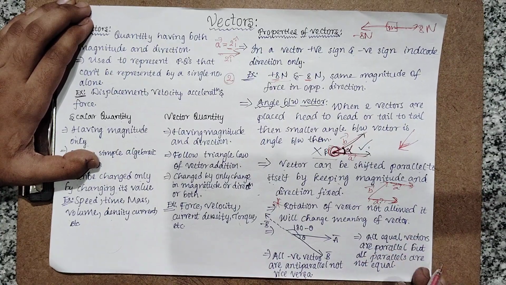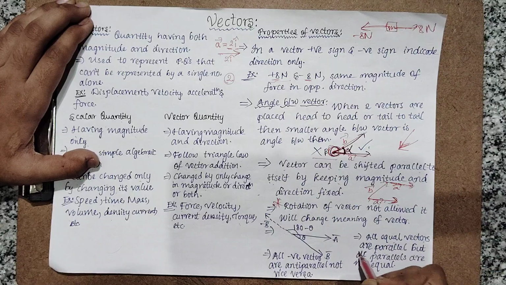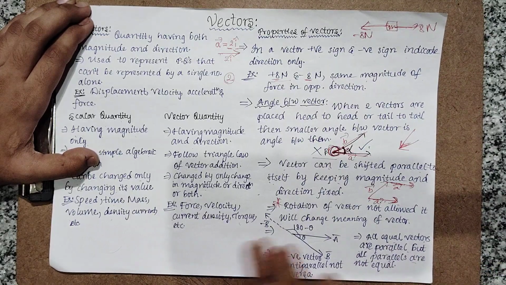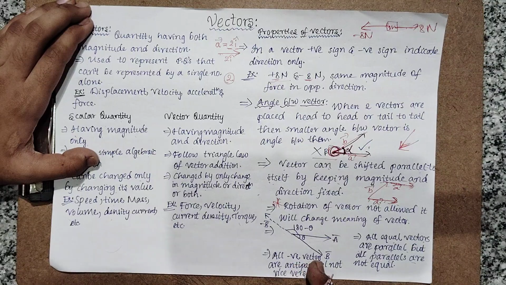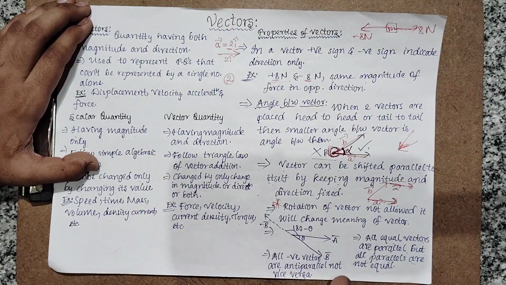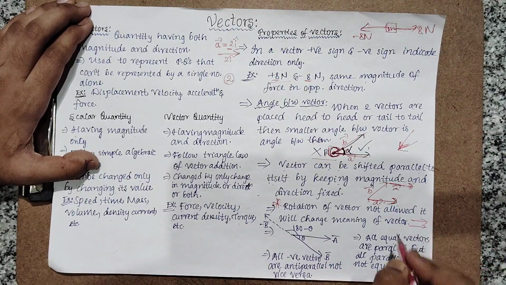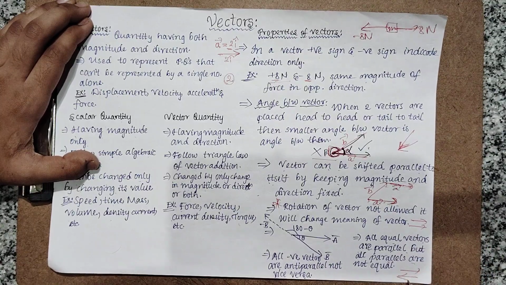And here are two important points. All equal vectors are parallel, but all parallel vectors are not said to be equal, and all negative vectors are anti-parallel and not vice versa. All negative vectors are said to be anti-parallel, but all anti-parallel vectors are not said to be negative vectors. These were the parallel vectors and this is an anti-parallel vector.